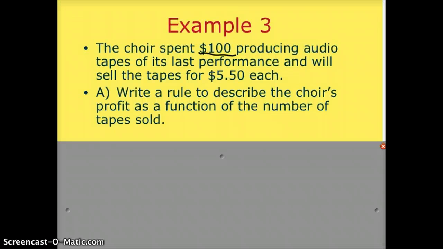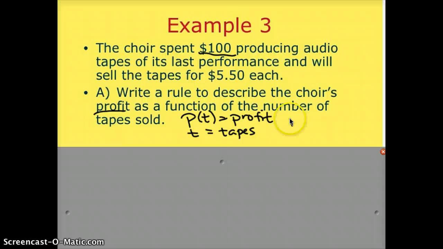So if I'm going to write a rule, I'm going to think, what are my 2 variables? In this case, it is going to be profit and tapes. So I'm going to call tapes T, and I'm going to call profit P of T. Okay, and I know that they're making $5.50 per tape, but they also had this $100 expense. So I think that the profit, P of t, is going to be the $5.50 times t, but I'm going to have to subtract 100 for that initial fee.